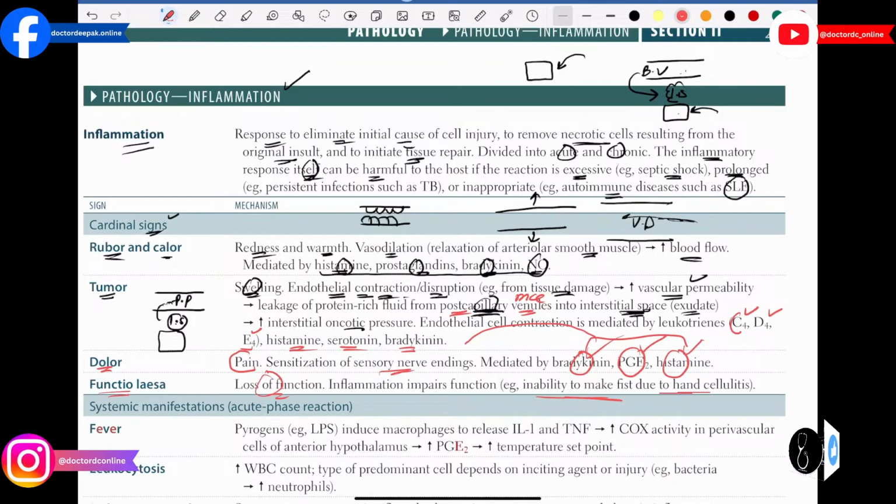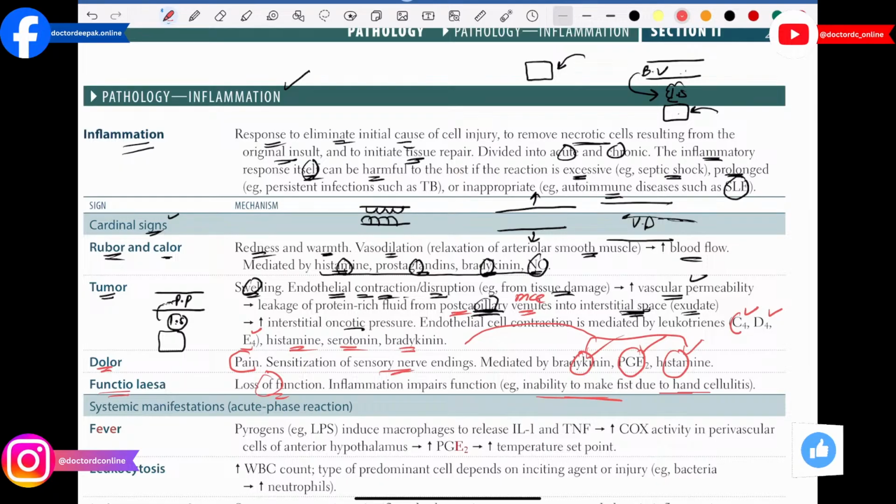Then after that they can ask you during inflammation why that area is painful, and why that area is functionless, why inflammation impairs the function. Basically it is the body's response to inflammation, because if that area is injured and we take work from that area, it will become more irritated, more inflammatory. So that's why our body will try to avoid that part. So these are the important cardinal signs.